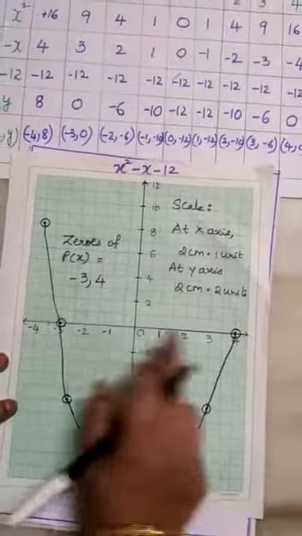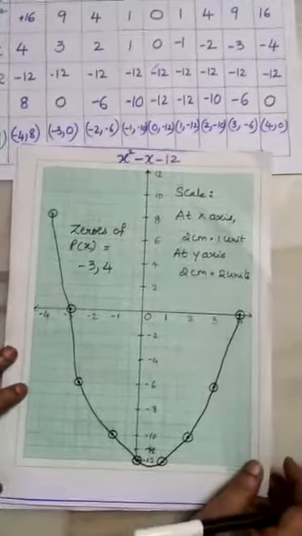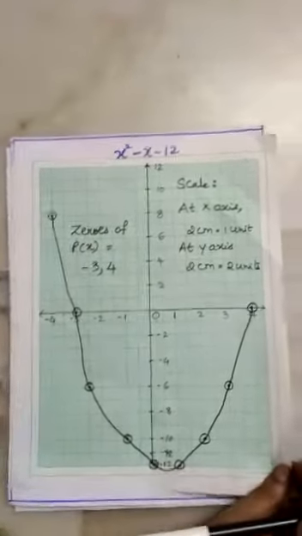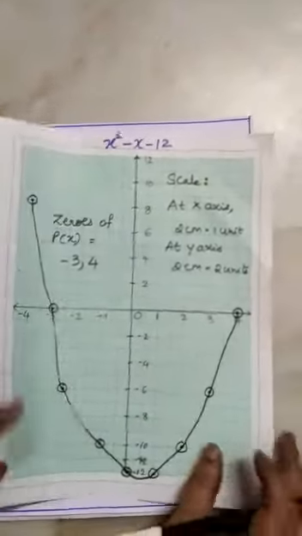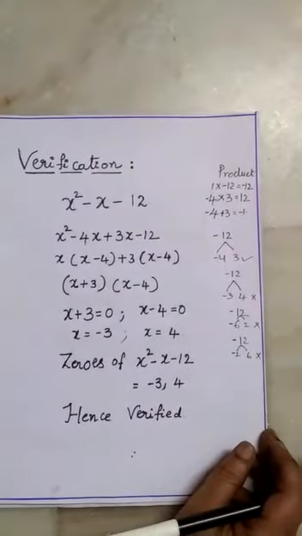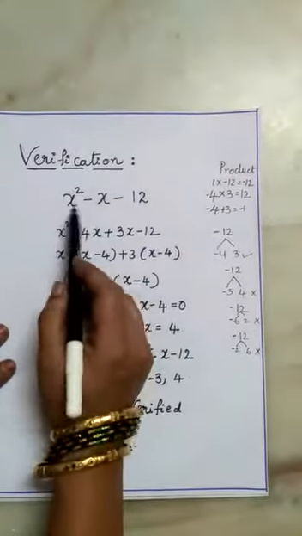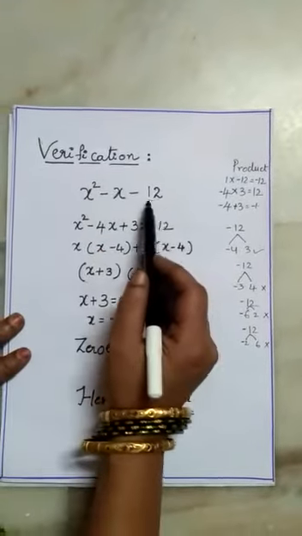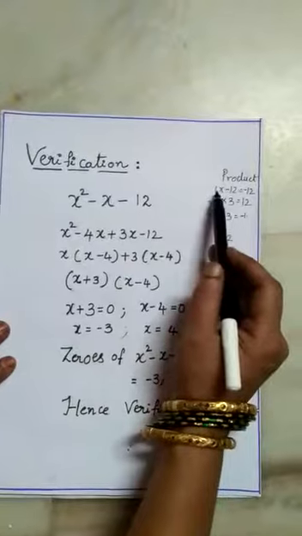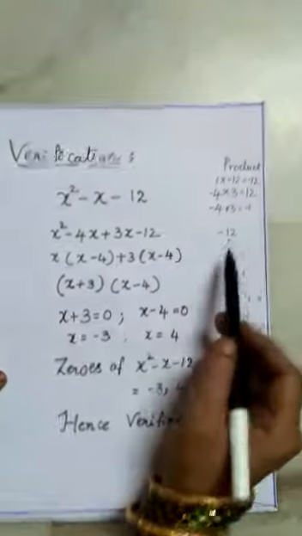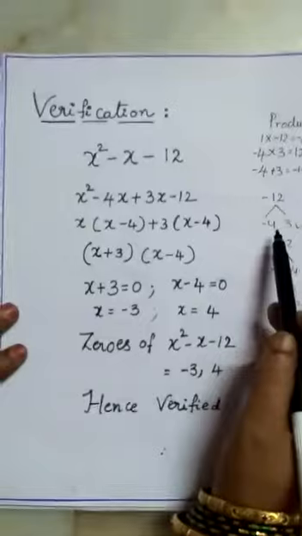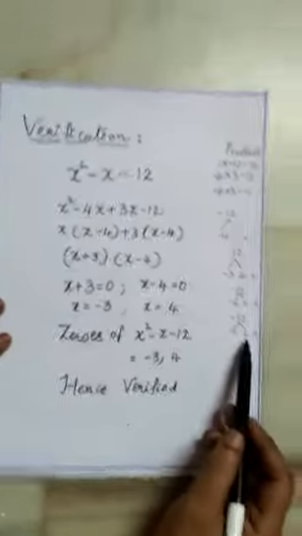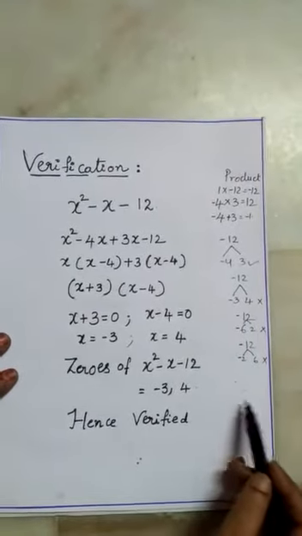But we got minus 3 and 4 as zeros through the graph. Whether it is correct or not, you must verify this by factorizing this polynomial algebraically. See the factorization of the polynomial x square minus x minus 12. The x square coefficient is 1 and the constant is minus 12. So multiply both of them, 1 into minus 12, the product is minus 12. Now minus 12 can be written in many ways: minus 4 into 3, minus 3 into 4, minus 6 into 2, minus 2 into 6, minus 12 into 1 and minus 1 into 12 also.